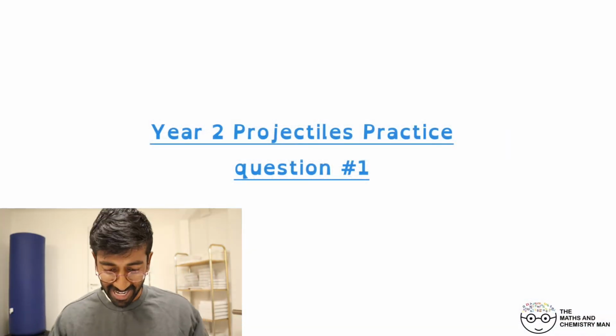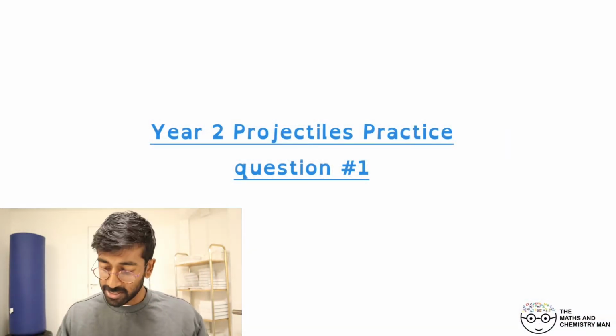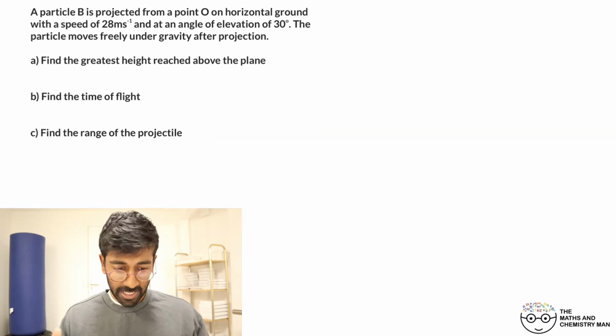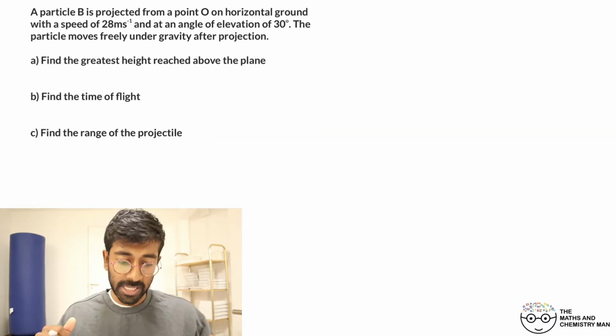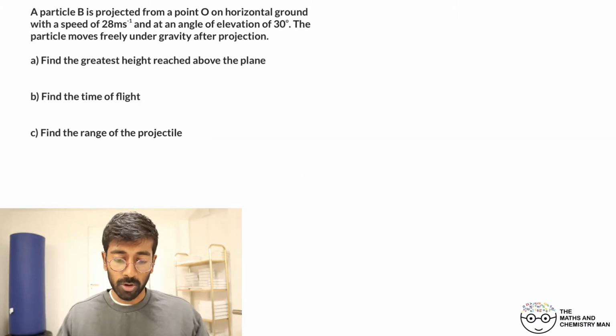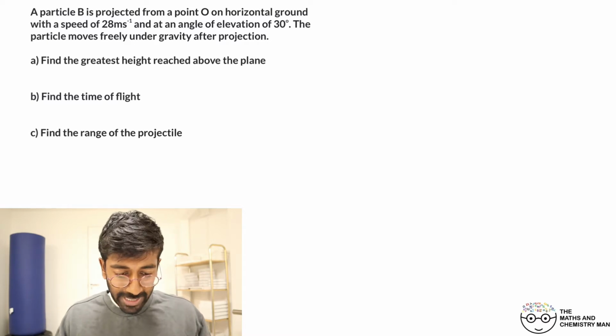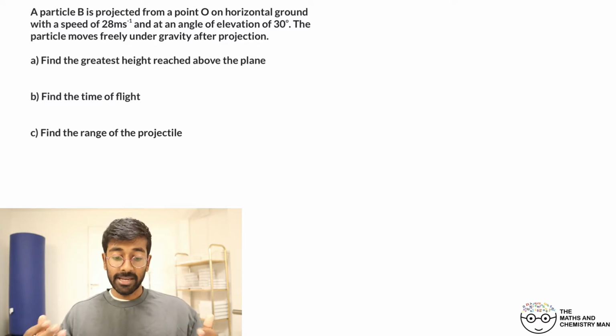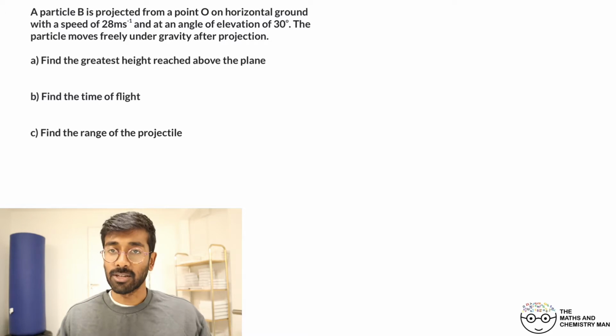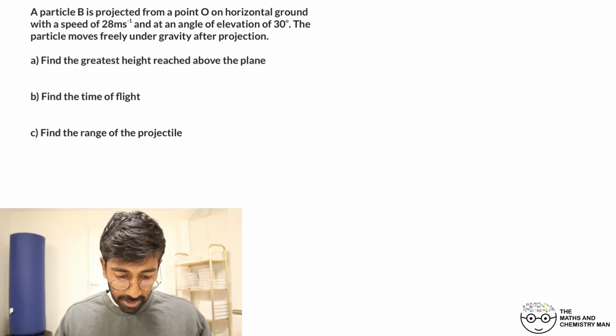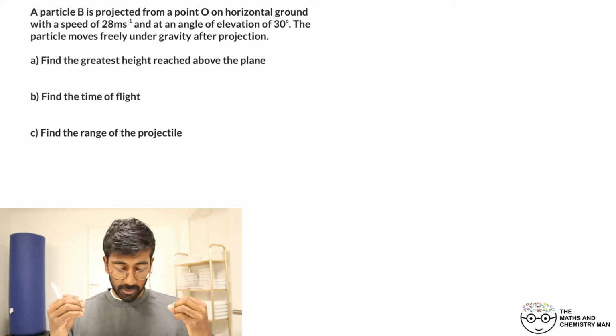Right, we've got projectiles, and this is question number 1. Here we've got a particle B. It is projected from point O on horizontal ground with a speed of 28 meters per second at an angle of elevation of 30 degrees. The particle moves freely under gravity after projection, and then we've got to find 3 things.